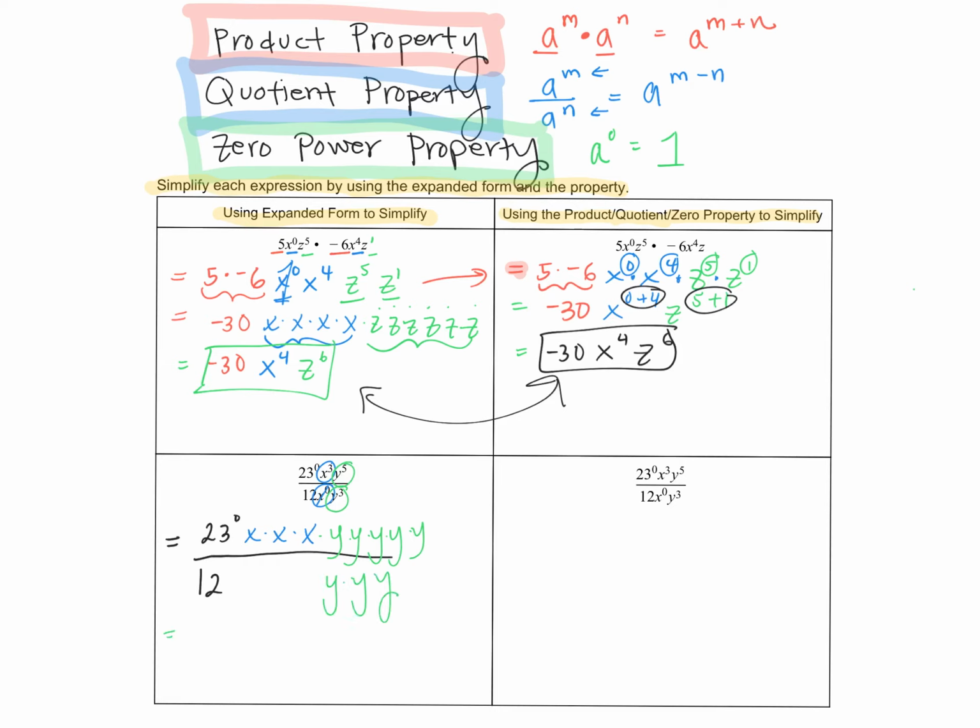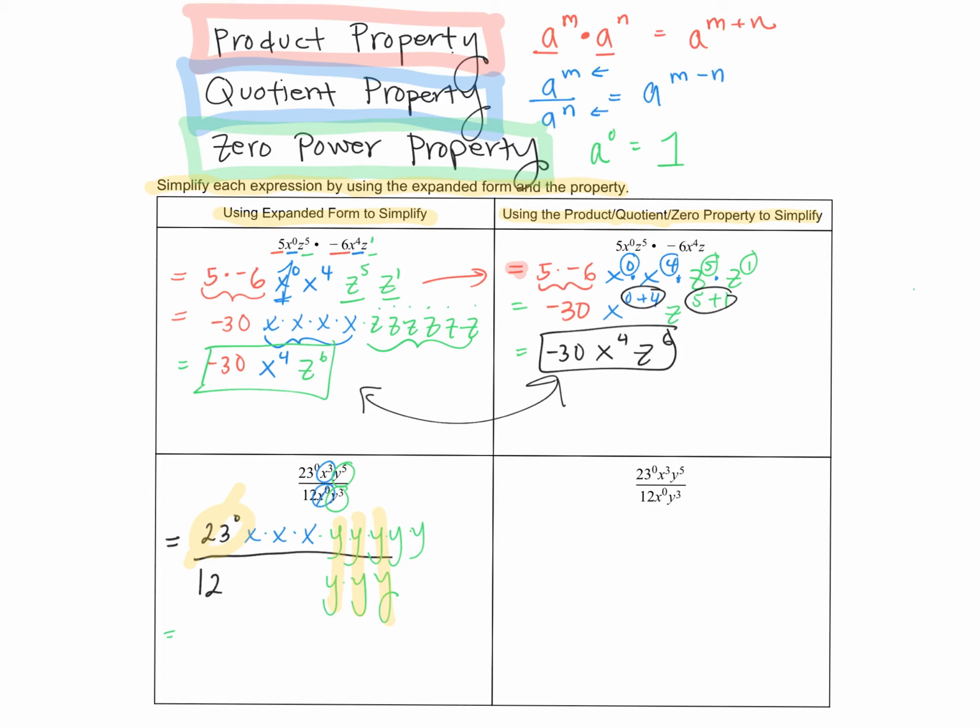So I want to see if there's something that's on the top and the bottom that I can cross out, because if there's something that's the same on the top and the bottom, it's going to reduce to 1. So I see these y's on the top and the bottom, and those are going to reduce to 1. I also see 23 to the 0, which is also equal to 1. And at this point, I think I've seen everything that has a 0 power and everything that is going to reduce to 1.